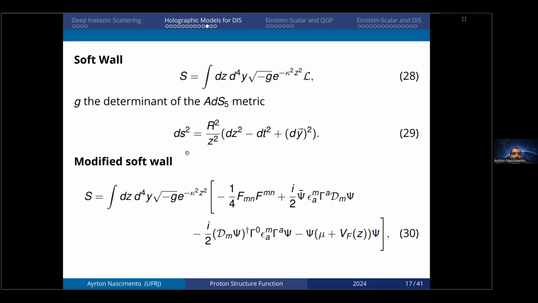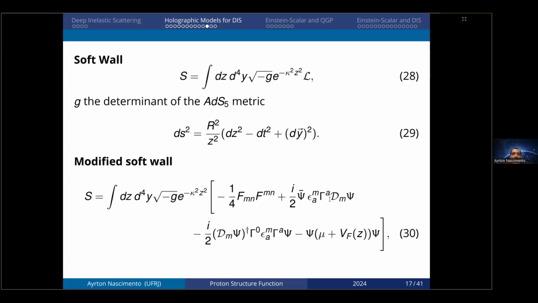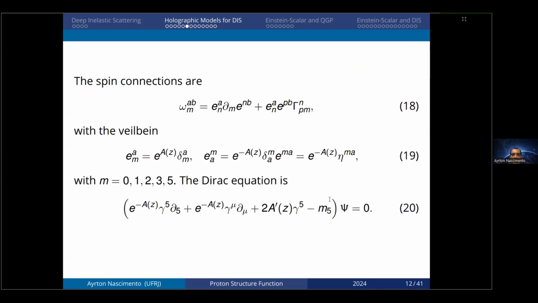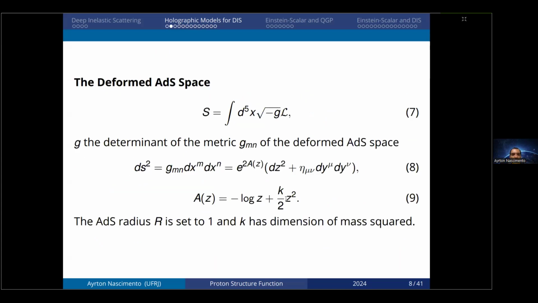So you have this soft wall model over here. You get the spectrum for the particles and everything. And what I did was a perturbative expansion on the deformed AdS space. What I found out is that the models are not exactly the same, but they look pretty close to each other. They differ in the spectrum of the particles for the two models.